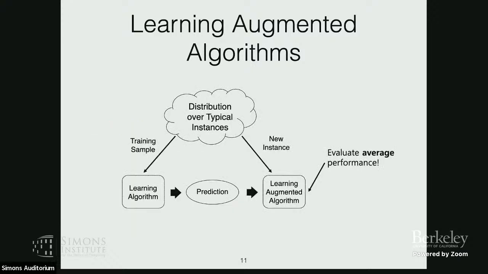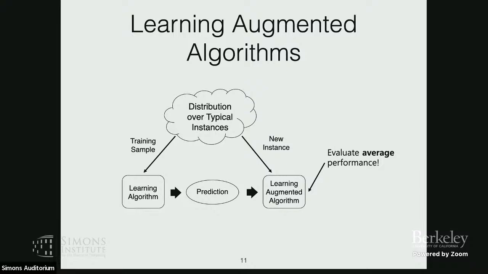So how do I think of this area? Right? So this area has been called learning augmented algorithms or algorithms with predictions. And the way I think of it is the following. So hidden from us is some distribution over typical input instances. I don't know what that distribution is. Now we've seen instances in the past.